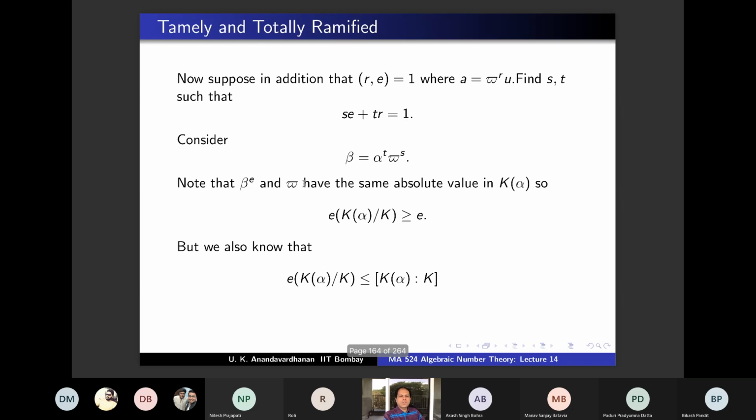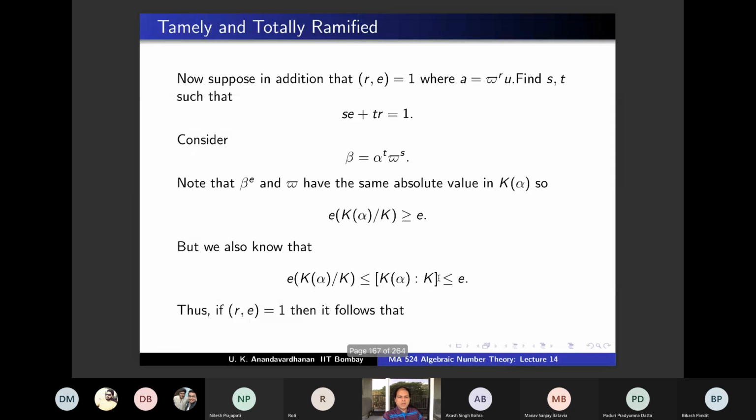But on the other hand, the ramification index is always less than or equal to the degree. And what is the degree of K(alpha) over K? Alpha satisfies x power e minus A. So x power e minus A may be reducible, it may be irreducible, but in any case the minimal polynomial has to divide that. So the minimal polynomial will have degree less than or equal to e. So from these two it follows that this is actually equal. So all these things are equal.